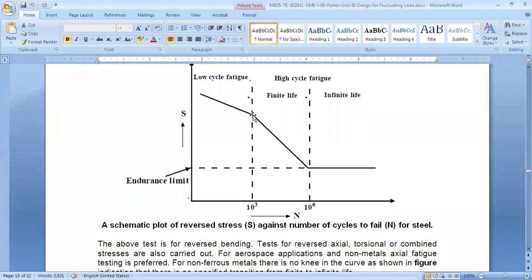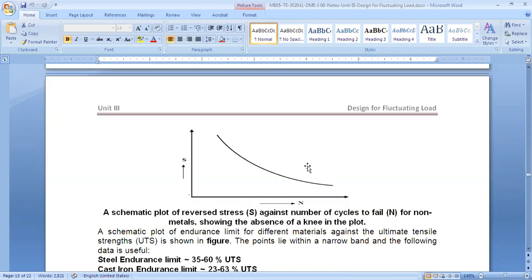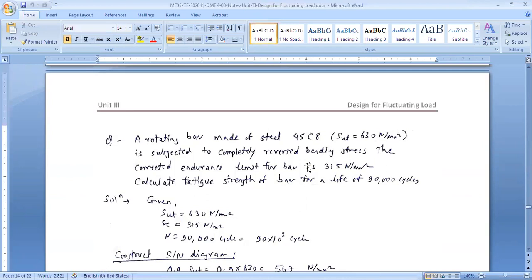Now the second point will be 0.9 of Sut on the y-axis, and on the x-axis log to the base 10 of 10 raised to 3, right? So we can plot two points once we have these two pieces of information, Sut and the endurance limit. The first point will be Sut multiplied by 0.9, with the corresponding number of cycles 10 raised to 3. That means on the x-axis we plot log to the base 10 of 10 raised to 3, that means 3. So we have two points.